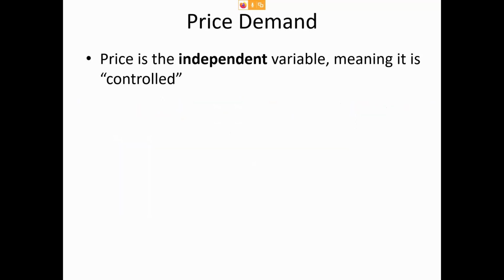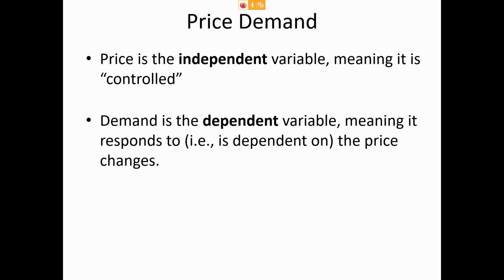So what we're talking about today is the relationship between price and demand. And in this relationship of price versus demand, we think of price as an independent variable, meaning that's what we have control over. As a manufacturer or a seller, we can choose what we want to charge for the item that's being sold.